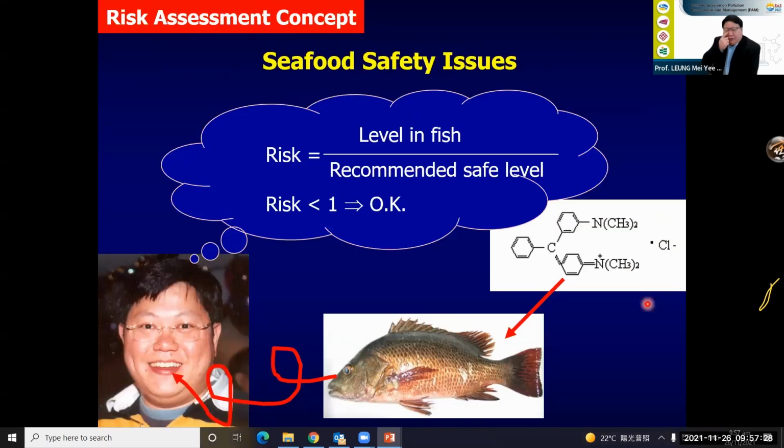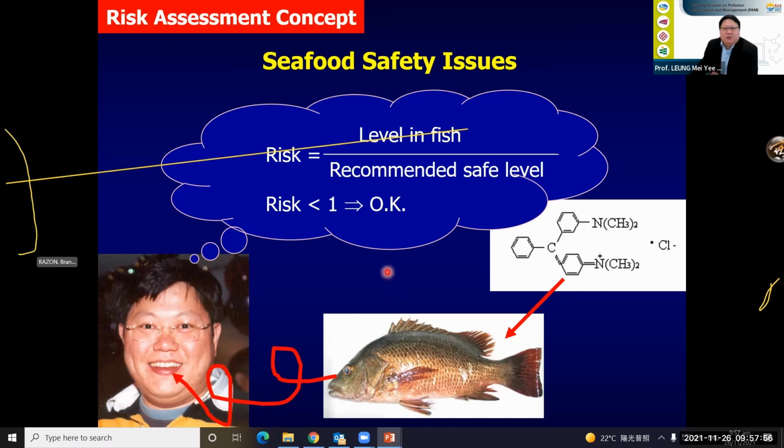Let me show you just one example or analogy, okay? So if I'm talking about malachite green, it's a fungicide, heavily used in fish farming in some regions to protect the eyes of the fish so they won't become white in color, and also to protect them from secondary infections during the transportation.